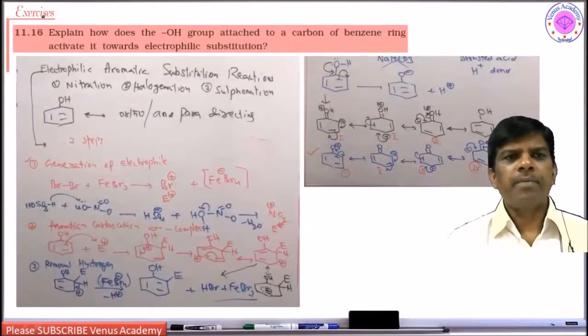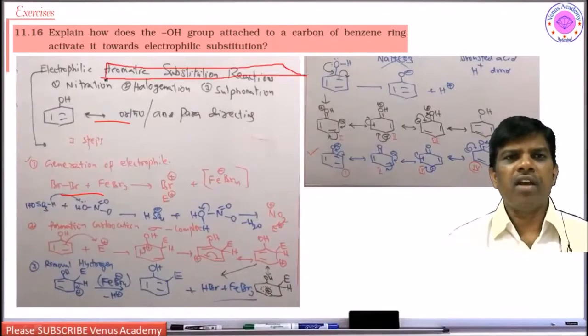Next, explain how does the OH group attached to a carbon of the benzene ring activate it towards electrophilic substitution? Yes students, just now I have been saying. So these are the resonance structures. Based on the resonance structures, electrophilic aromatic substitution takes place on ortho and para positions in phenols. It activates ortho and para positions. Phenols are ortho para directing groups.